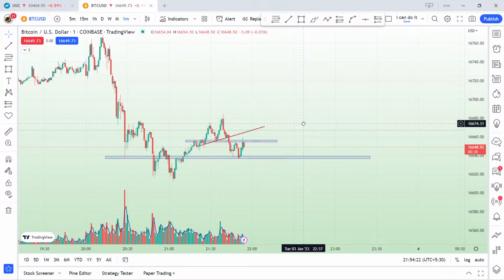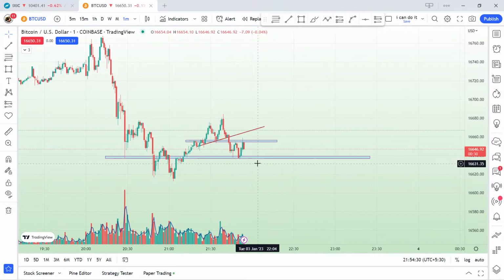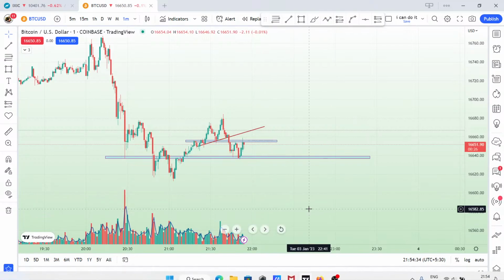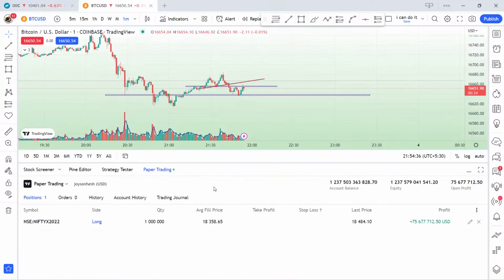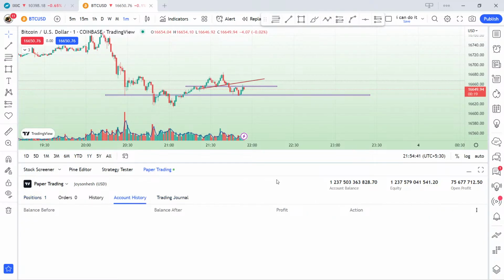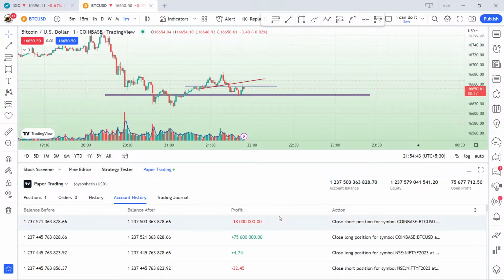So this is it for now. I'll see you guys in some other trade again. And if this area is taken out again, we can still go for shorting. But as of now, I'm tired. I'm not ready to take any more trades. This is a profit of 75. Let's look at the history. Now, at the close, because the trade got triggered, it got a little good minus here.